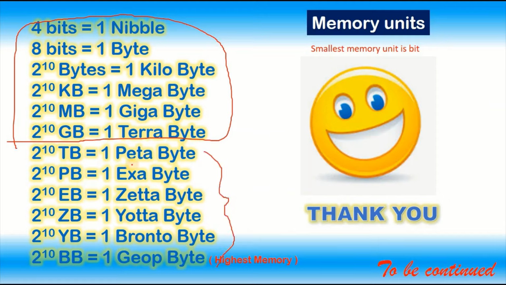So 2 to the power 10 TB means 1 petabyte, 2 to the power 10 PB means 1 exabyte, 2 to the power 10 EB means 1 zettabyte, and 2 to the power 10 ZB means 1 yottabyte, and 2 to the power 10 YB means 1 brontobyte, and 2 to the power 10 brontobyte, that means 1024 brontobyte is equal to 1 geobyte. And you must know the highest memory unit at present, geobyte.